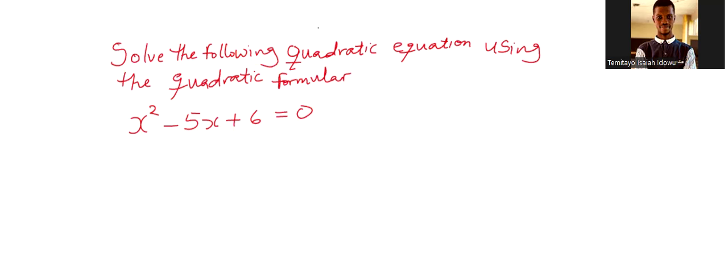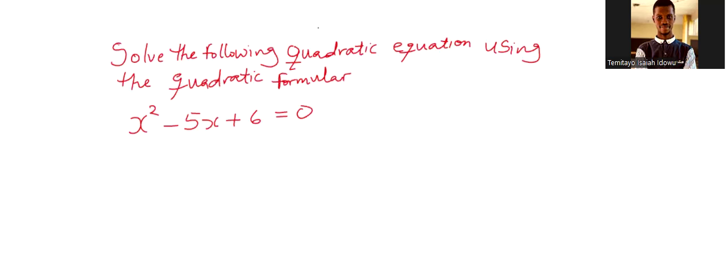Today, we shall be solving a quadratic equation using quadratic formula. As you can see on the board, we have a question which says, solve the following quadratic equation using the quadratic formula. x squared minus 5x plus 6 equals 0.